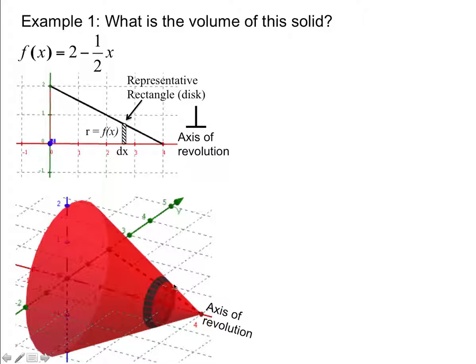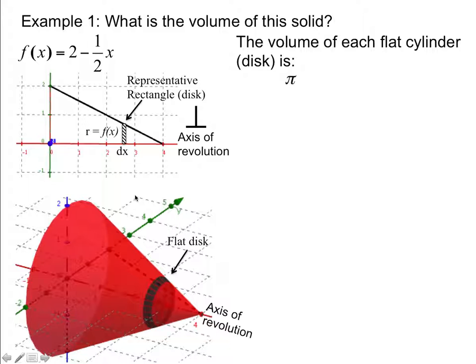So here's our representative disk. It's got a radius, and that radius goes up to the function 2 minus half x, and it's got a thickness of dx. And so we notice a couple things about this representative rectangle. First of all, it's really not flat on top, right? It's really more trapezoidal, but that's okay because that is all factored into the integration.